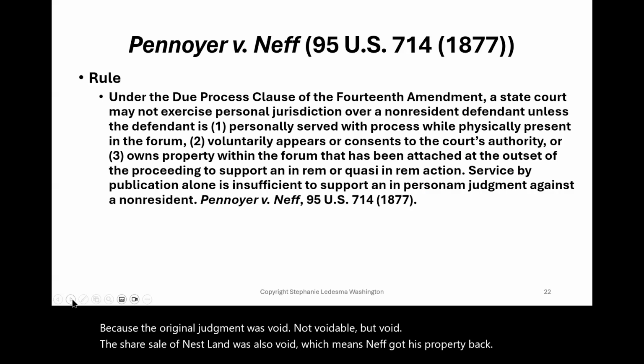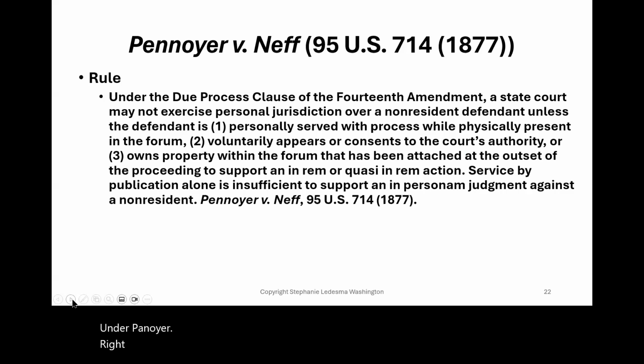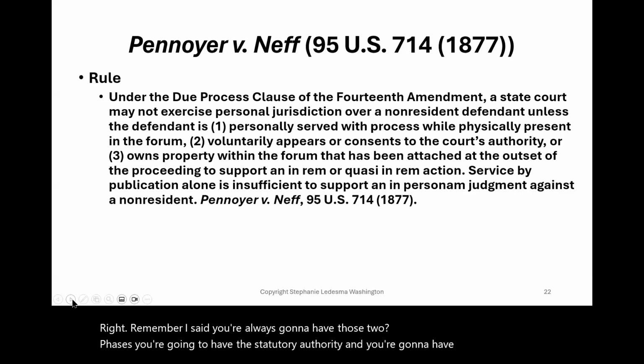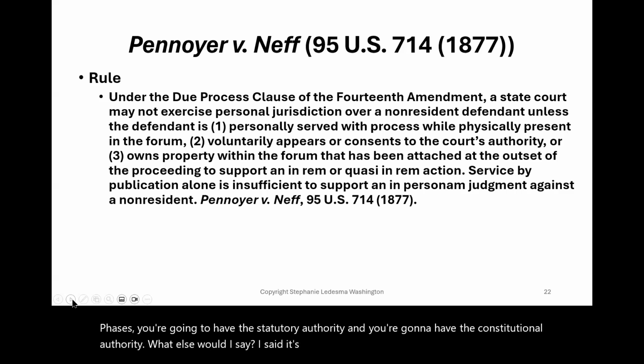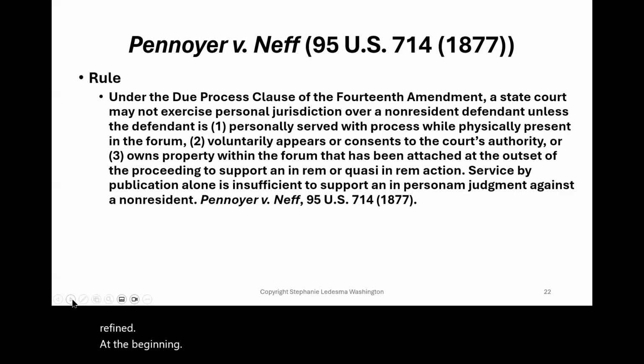What's a rule statement for personal jurisdiction under Pennoyer? Right? Remember, I said you're always going to have those two phases. You're going to have the statutory authority and you're going to have the constitutional authority. What else did I say? I said it's going to be the constitutional authority that we're going to be watching, because that's what's going to be refined. At the beginning, it starts off under Pennoyer like this.